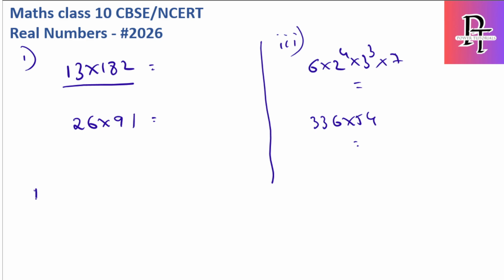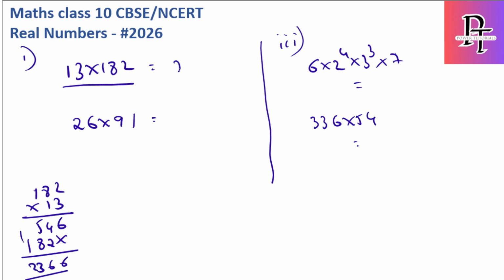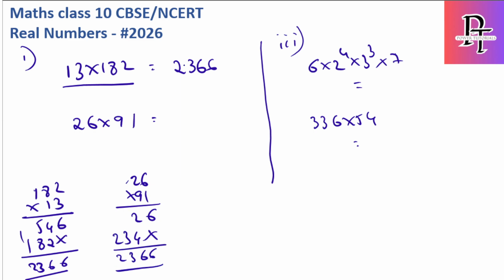Let's solve one by one. 182 into 13, 3 twos are 6, 3 eights are 24, 3 ones are 3, plus 2 is 5, 1 eights are 8, 1 ones are 1. So I got this answer as 2366. Now let's do the other. 26 into 91, 6 ones are 6, 2 ones are 2, 9 sixes are 54, 9 twos are 18, 18 plus 5 is 23. So I got the same answer, 2366. Hence verified that HCF into LCM is equal to the product. Okay, the same I need to solve for this.